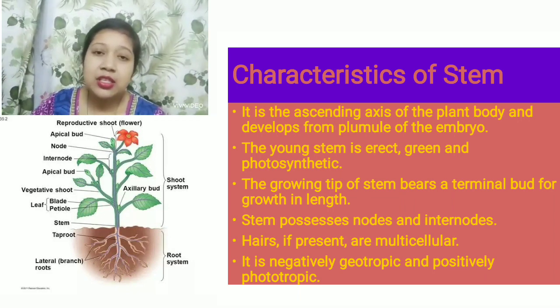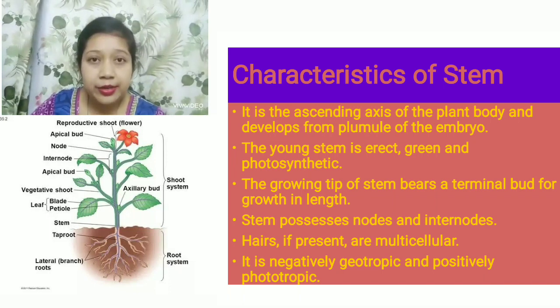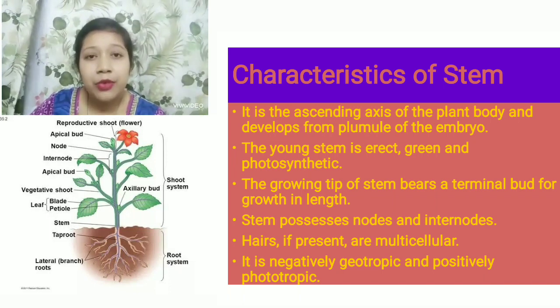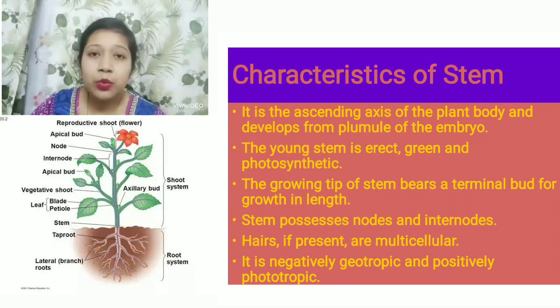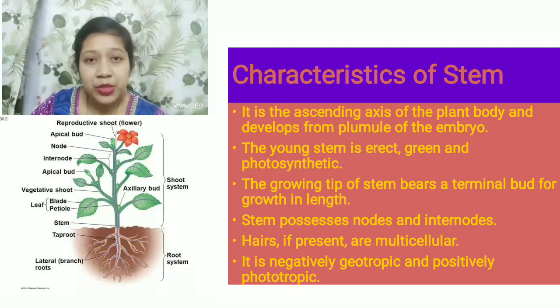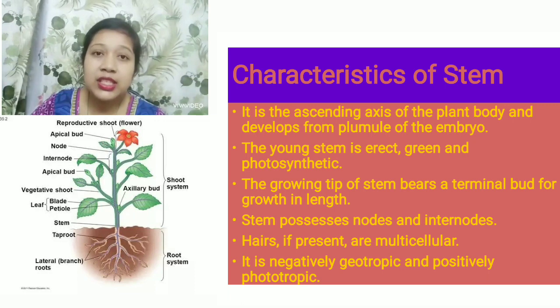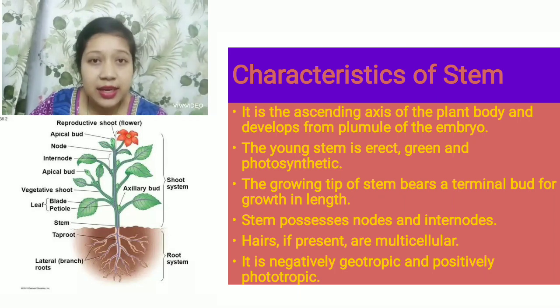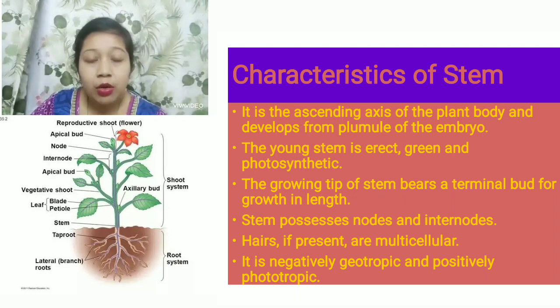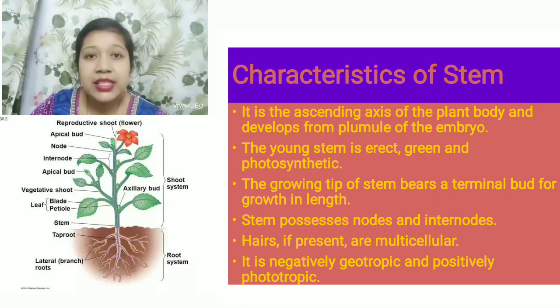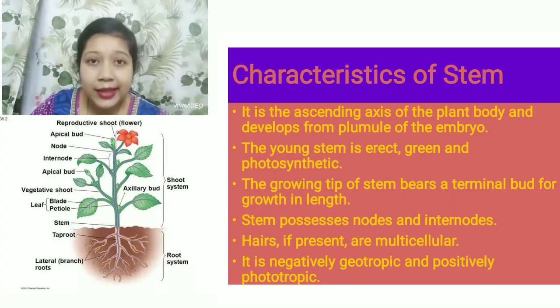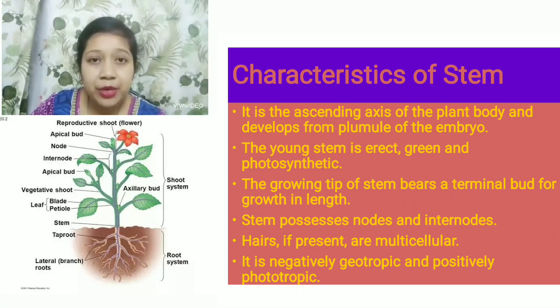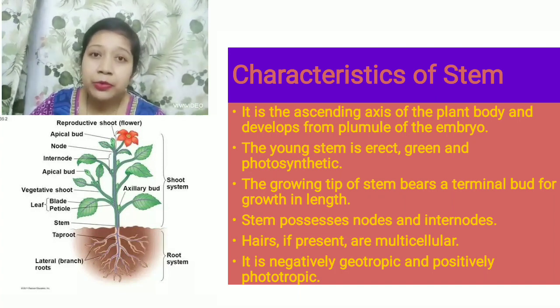Then come some other points, such as the stems also bear hairs. Hairs are found in some plants, mostly ones such as cucurbita. Then there are many others which bear hairs, thorns, etc. And all these are multicellular in structure. So these are some basic characteristics of the stem. I hope you have understood the basic characteristics of the stem. And characteristic here means the physical appearance or the nature that the stems show.